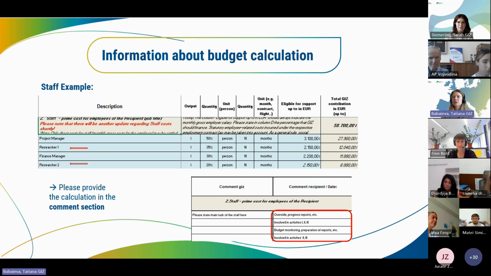Here you can see some examples from the staff budget category, the description, and the comments section. In case you want to budget 2 positions within the same job description, please enumerate the positions accordingly. In the comments section for the category staff, you state the main tasks of the employees working for the project.